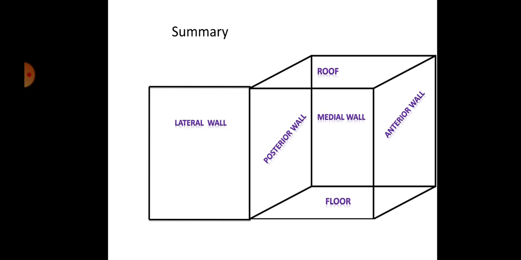And next, summary. The roof is connecting to the brain. The floor is connecting to what is below the floor. What is there? The jugular vein is there. The anterior wall is connecting to the Eustachian tube, and through the Eustachian tube it is connecting to the pharynx. The posterior wall is connecting to the mastoid antrum through the aditus. The medial wall is nothing but the labyrinth, and the lateral wall is nothing but the tympanic membrane.